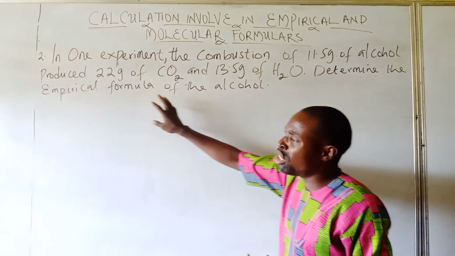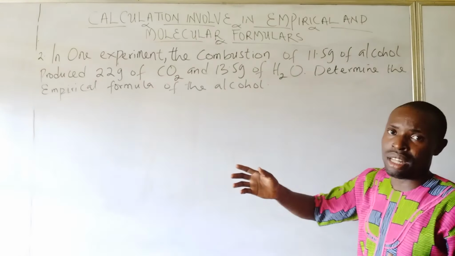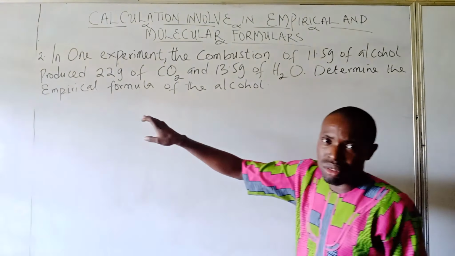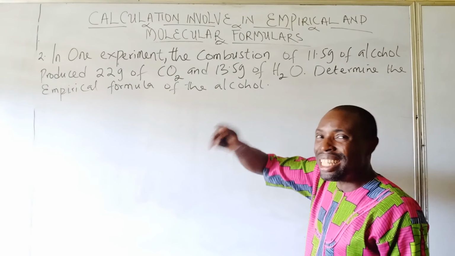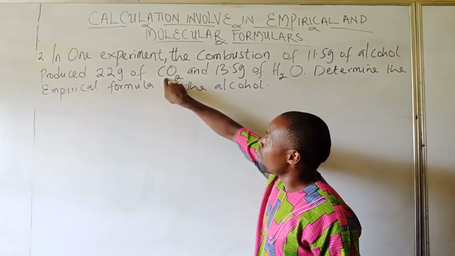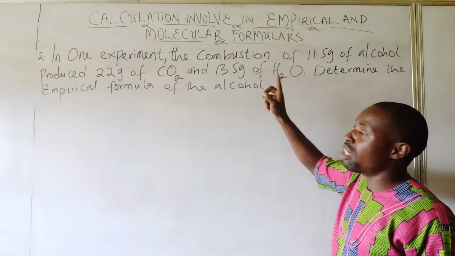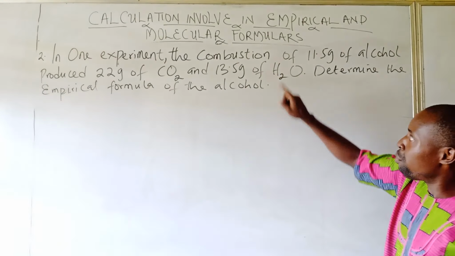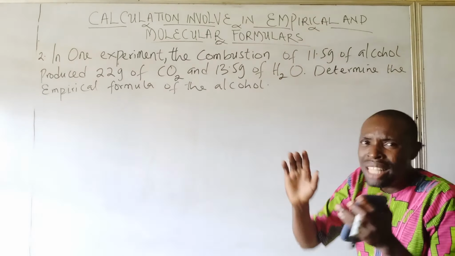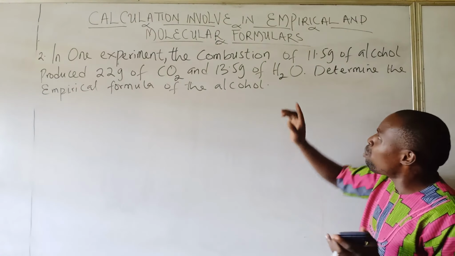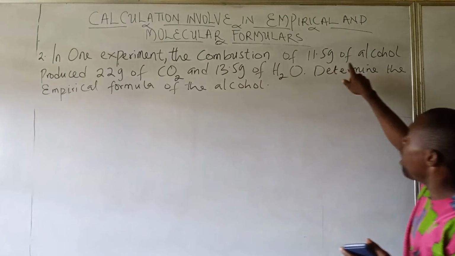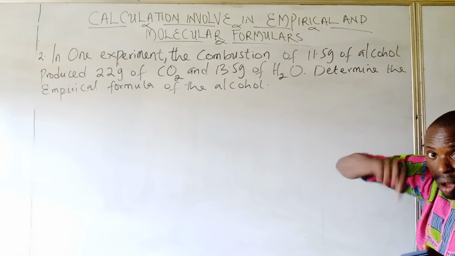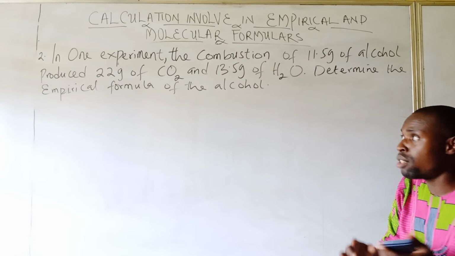If you look at this question, it is not like the previous one. We're not given the carbon directly, so it means we have to calculate the carbon from CO2. We're not given that of hydrogen. It means we are going to calculate the mass of hydrogen from H2O. Then we will sum it up. If it's not up to the mass of alcohol given to us, it means that there is oxygen in it. So we'll get it. Let's do it together.